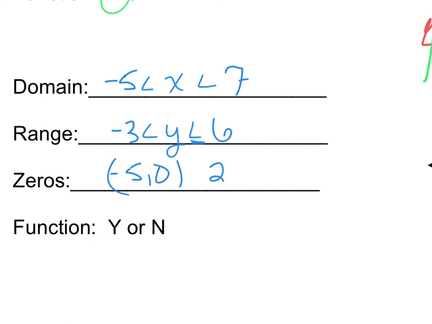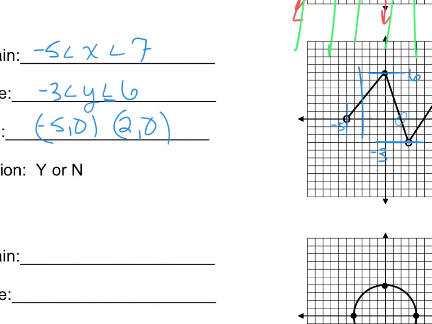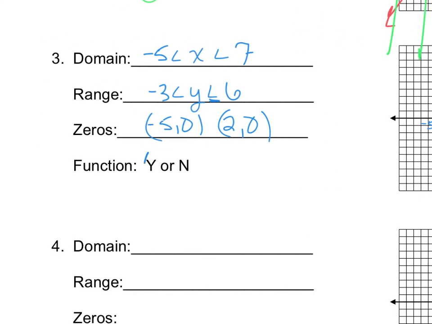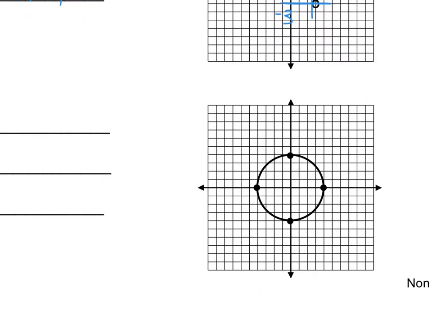Looks like another one at (2, 0). Didn't really mark it perfectly, but there it is. All right, is it a function or not? You can probably tell without drawing the lines. It is a function. And then the last one. I think this one's actually pretty easy.